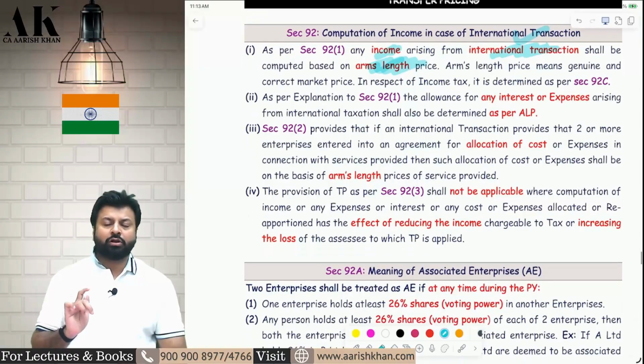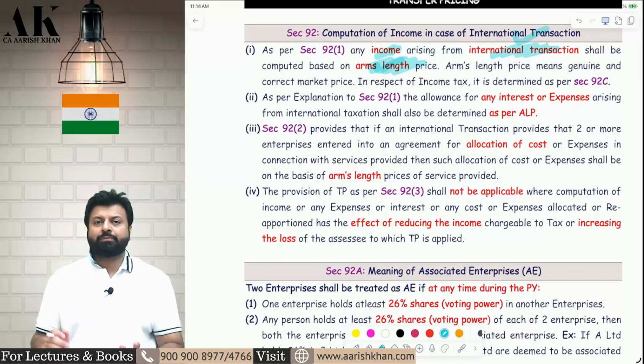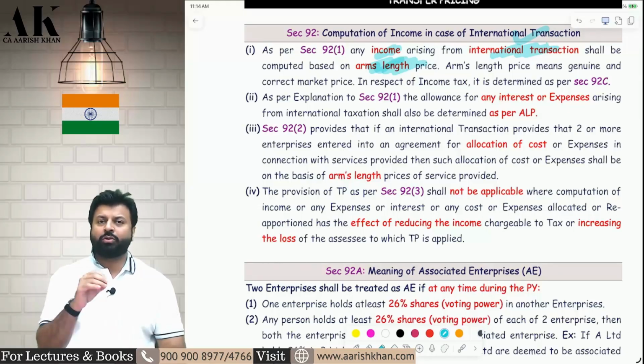Now, transfer pricing is also applicable if there is a cost allocation and apportionment between associate enterprises. There is one company and there are multiple subsidiaries across the nation, and they are developing some product and have incurred some cost. Now they want to allocate or apportion the cost between all the entities. The cost allocation and apportionment should also be done as per arm's length price. This is what section 92 subsection 2 says.